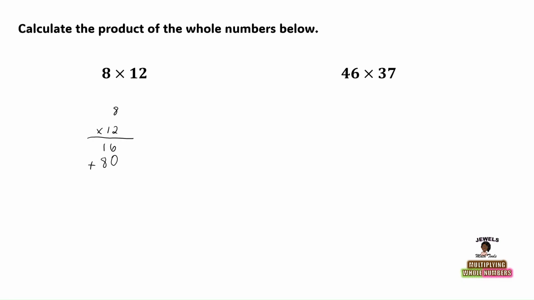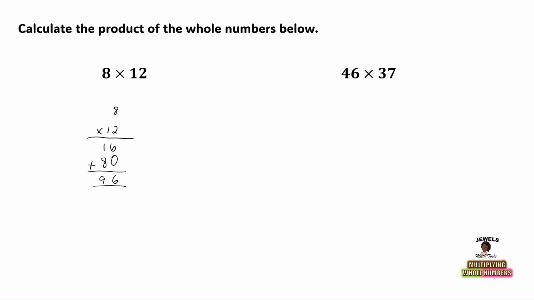Let's sum our numbers together. So we have 6 plus 0, which is equal to 6, and 1 plus 8, which is equal to 9. So our product for multiplying 8 times 12 is equal to 96.